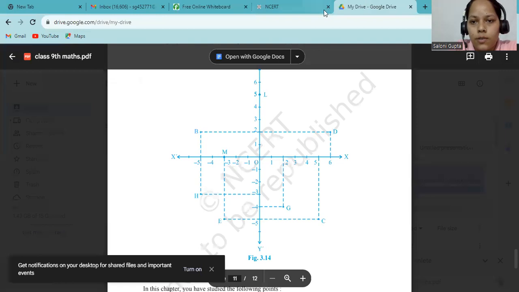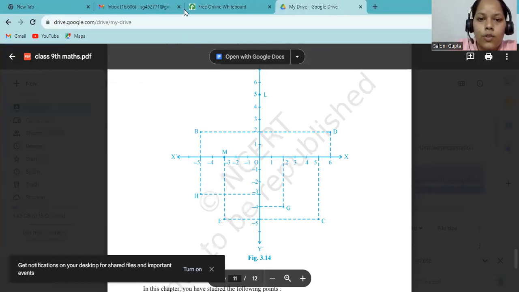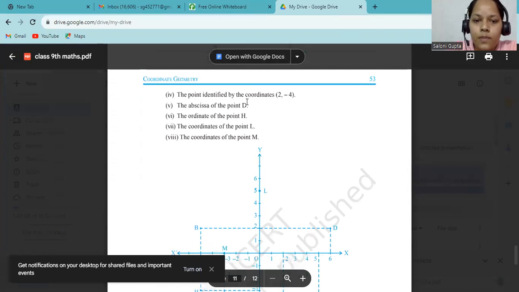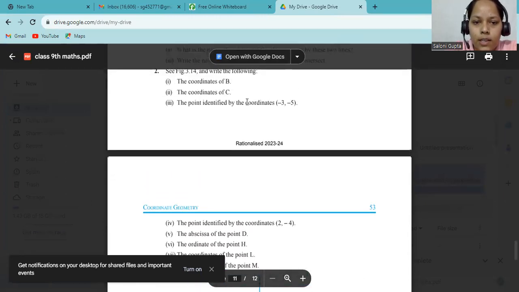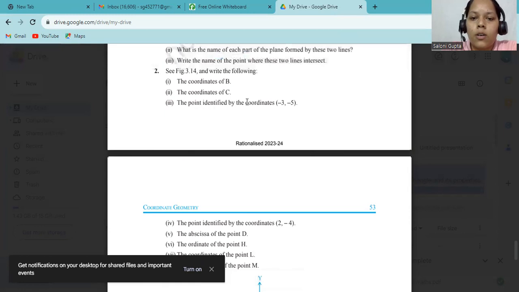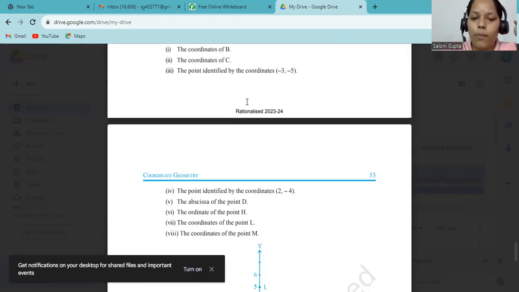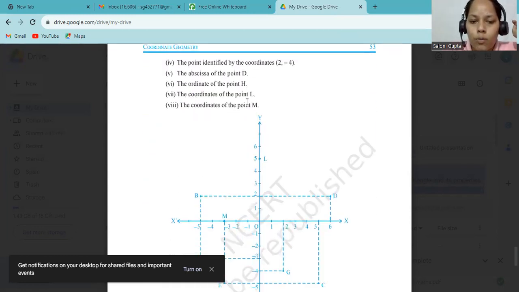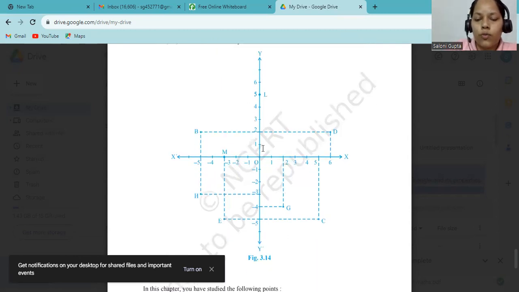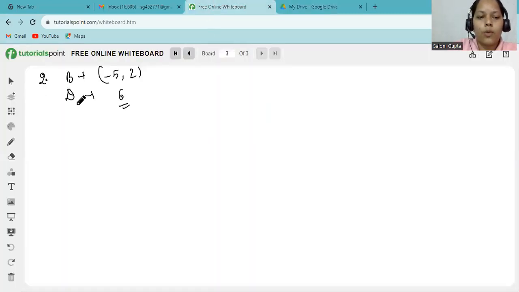Then in the third part, they're asking to identify the point by the coordinates -3, -5. So first we will go on the x-axis, OX dash, and find -3 and -5. So this is the point E, which is showing -3, -5.